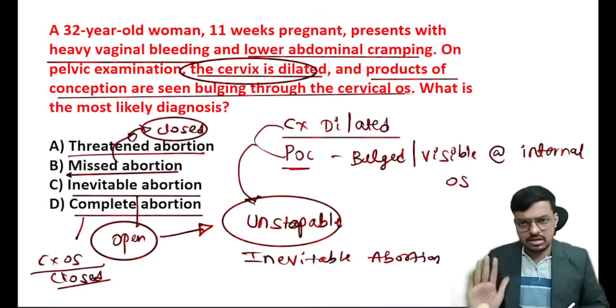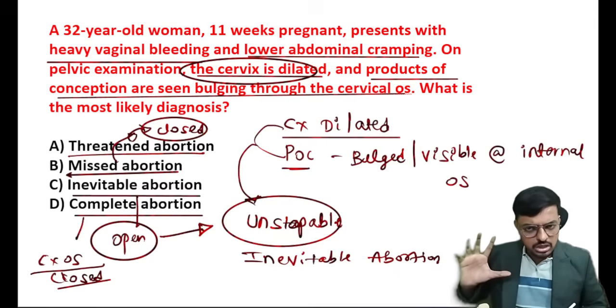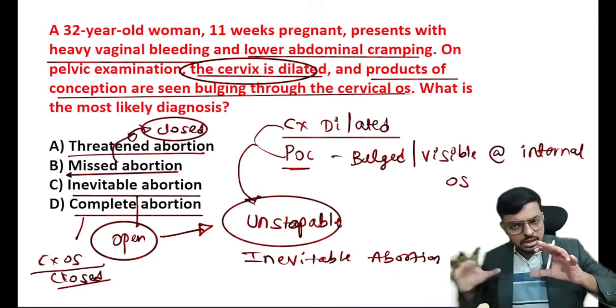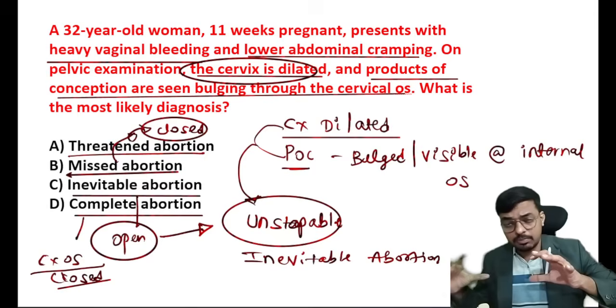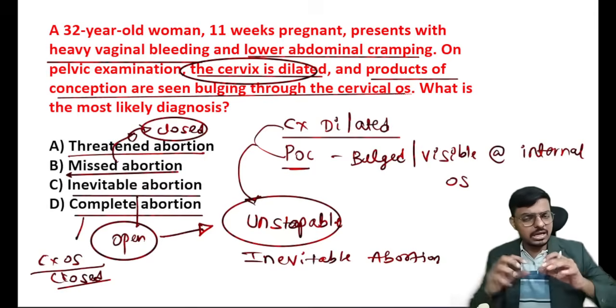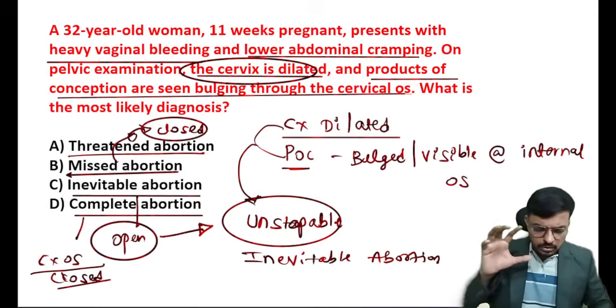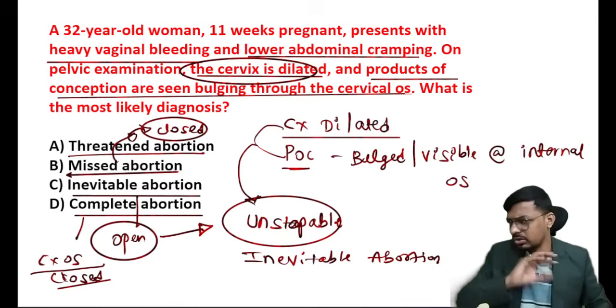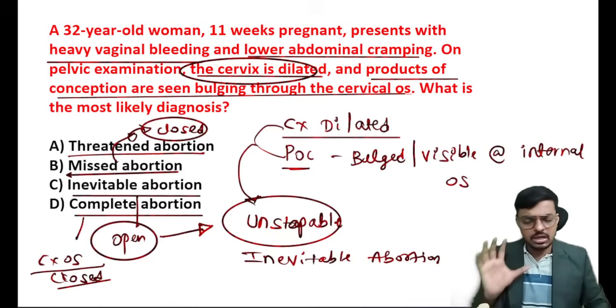Okay, so yes sir, in the incomplete abortion, how will the products of conception come out, sir? At the time of the products of conception coming completely out of the uterus, that time it will be open. Whenever the process completes, the cervix will automatically get closed. Okay, so that is a very, very important thing, keep it in your mind.